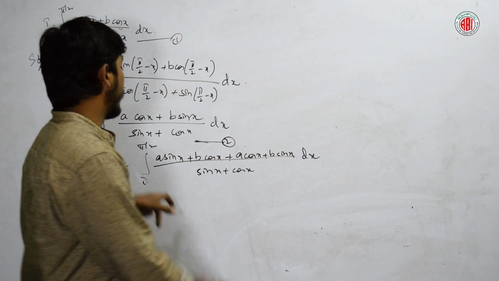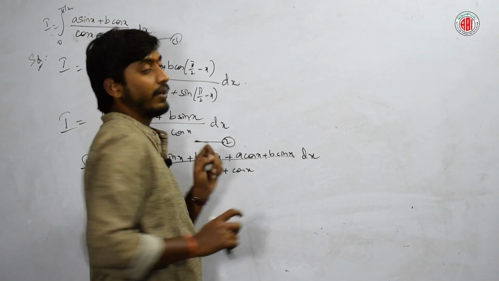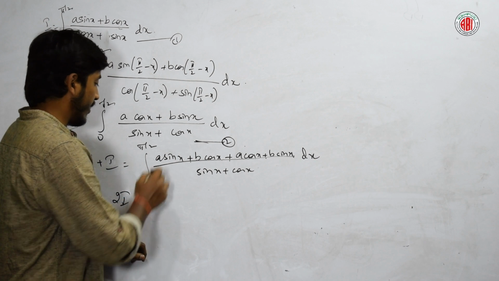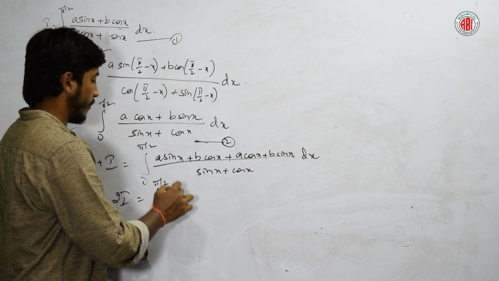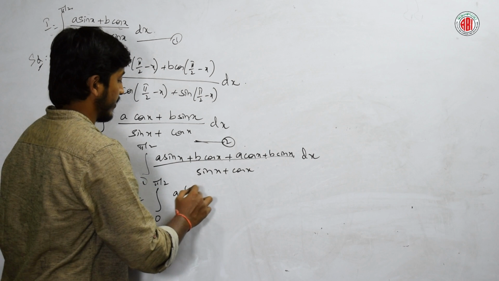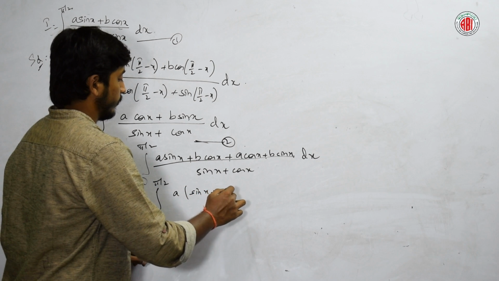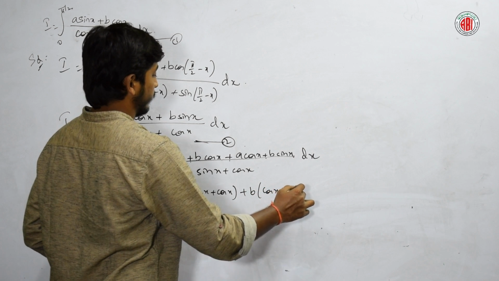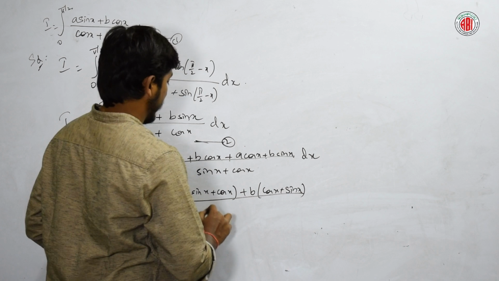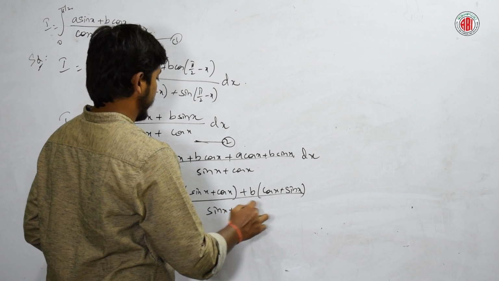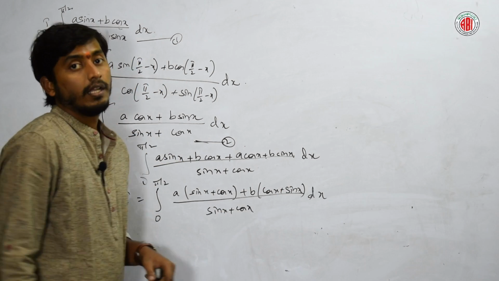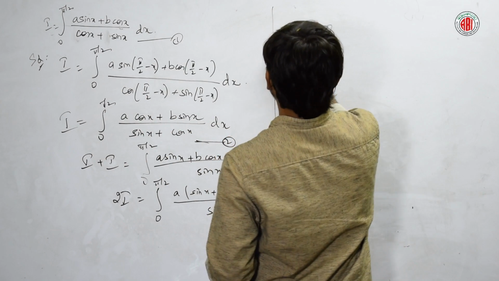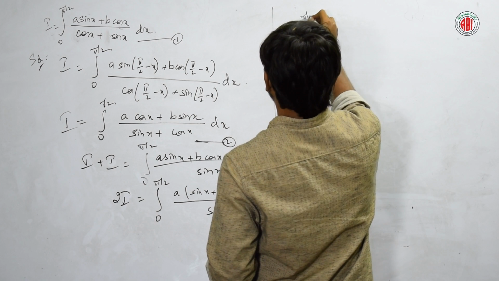Right? Now if you observe, can I take sin x common here and cos x common here? So you can do anything. Either you can take a as common, you will get sin x plus cos x. And if I take b common, I will get cos x plus sin x, whole divided by sin x plus cos x whole dx. Now if you observe, sin x plus cos x can be taken common. 2I is equal to integral 0 to pi by 2.